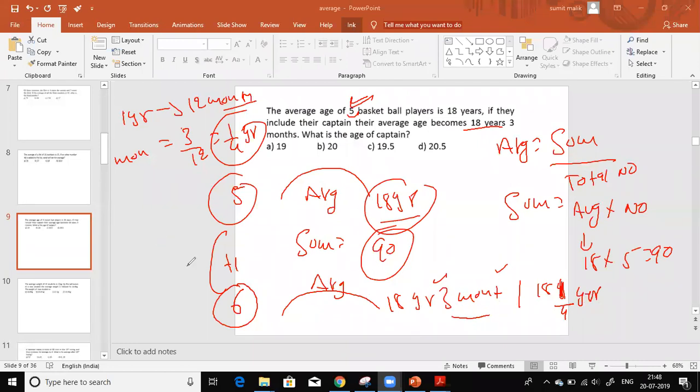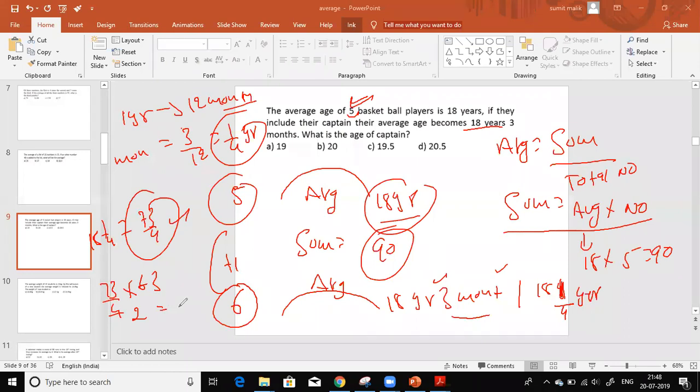So what will be the sum? Simplify it. 18 and 1 by 4, what can I write? 73 divided by 4. Okay. So what will be the sum? Sum is equal to average into the number. So average is 73 divided by 4, and what is my number? Number is 6. So what will it be? If you simplify it, you will get 109.5.